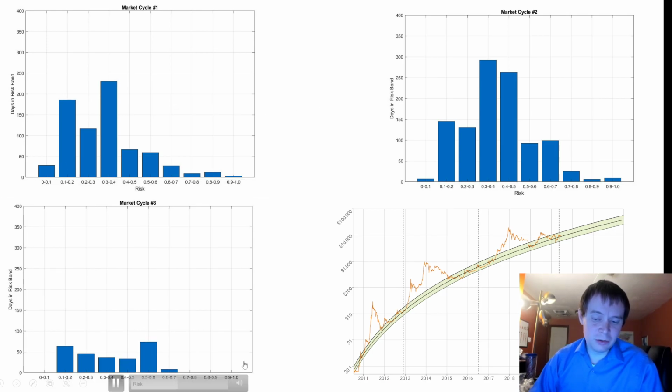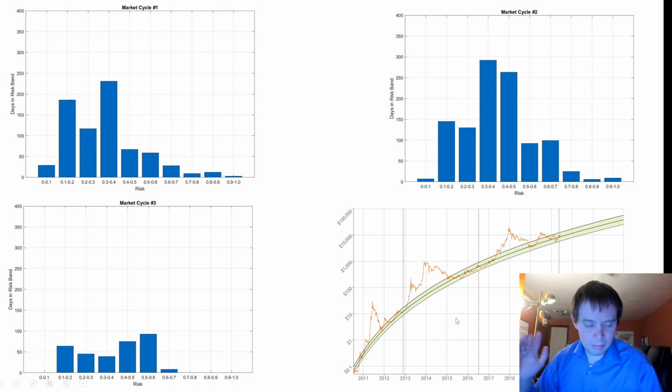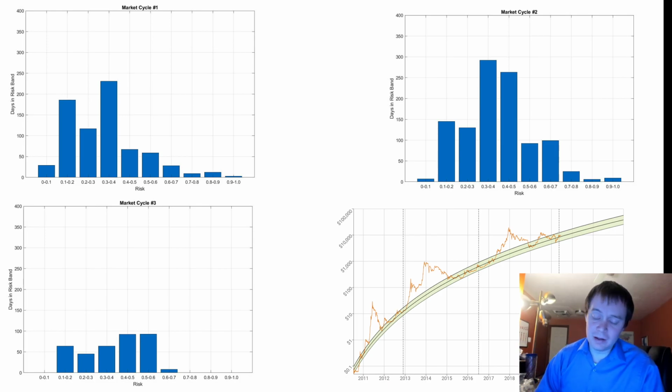But this is corresponding to 2019, this shorter term speculative bubble that occurred. And then ultimately we did retrace back down to the levels we're at today. And then we've spent a decent amount of time at our favorite risk band that Bitcoin loves to be in, 0.3 to 0.4, followed fairly closely, I think, by 0.4 to 0.5 in terms of time spent in each risk band.